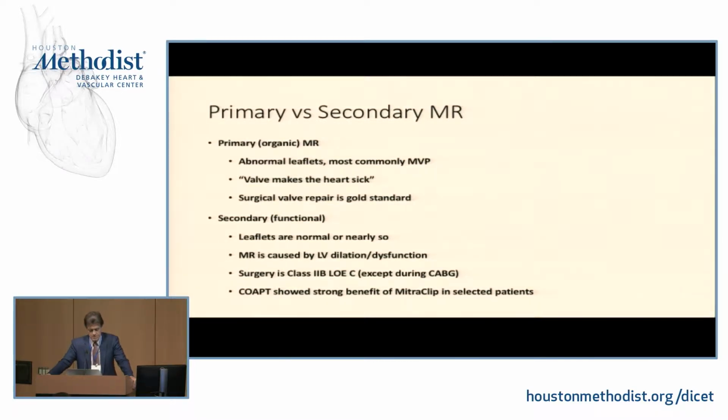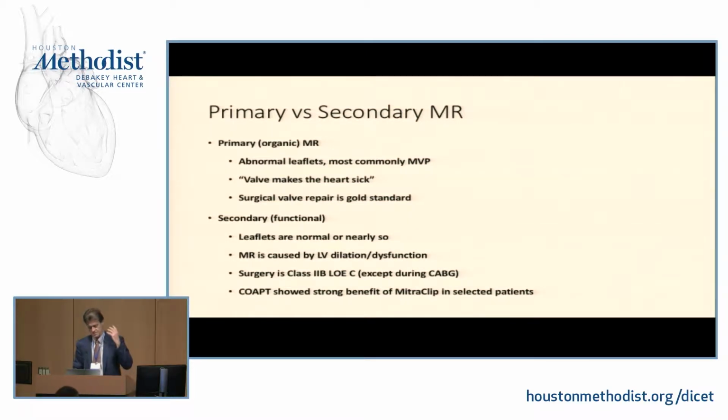As far as secondary MR, it's much more complicated. The leaflets are relatively normal. They're just tethered down in the LV by LV dilation and dysfunction, and surgery is only class 2B, level of evidence C, except during CABG, when the patient needs a CABG anyway. And just recently, COAPT showed this strong benefit of MitraClip in a subset of these patients.